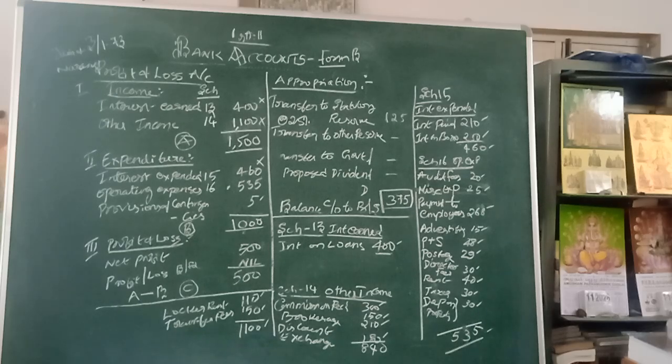Locker rent. See, nowadays banks are providing locker facilities. We are using the locker facility. Also, we are required to pay the locker rent on a periodical basis, maybe monthly, quarterly, half yearly or annually, as per the conditions stipulated. So the amount we are paying as locker rent is income for the bank, and it is other income, which should be taken in schedule number 14 as other income. Then another one is transfer fees. This is a new thing you have not used in the previous problem.